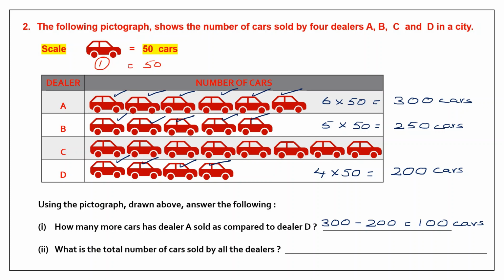Now let's go on to dealer C. 1, 2, 3, 4, 5, 6, 7, 8. So that is 8 into 50. 8 fives are 40 and carry the other 0 also, 400 cars. So now we know how many cars each dealer sold. So our second question is, what is the total number of cars sold by all the dealers?